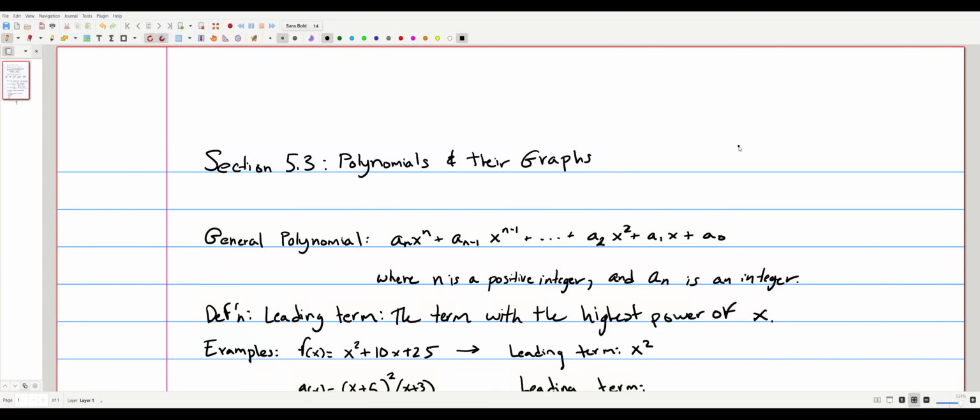Hey guys, this is section 5.3, polynomials and their graphs. So what is a polynomial? Well, a general polynomial is written below.